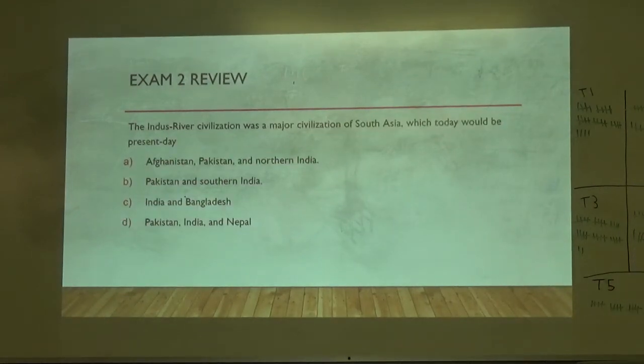The Indus River civilization was a major civilization of South Asia, which today would be present day. Is it A, Afghanistan, Pakistan, and Northern India, B, Pakistan and Southern India, C, India and Bangladesh, or D, Pakistan, India, and Nepal?